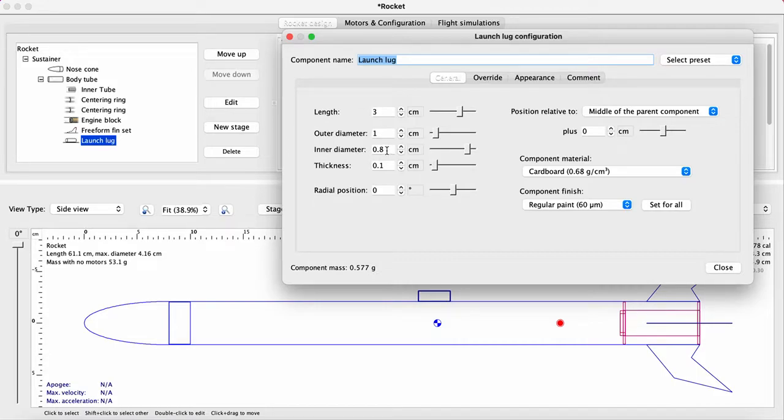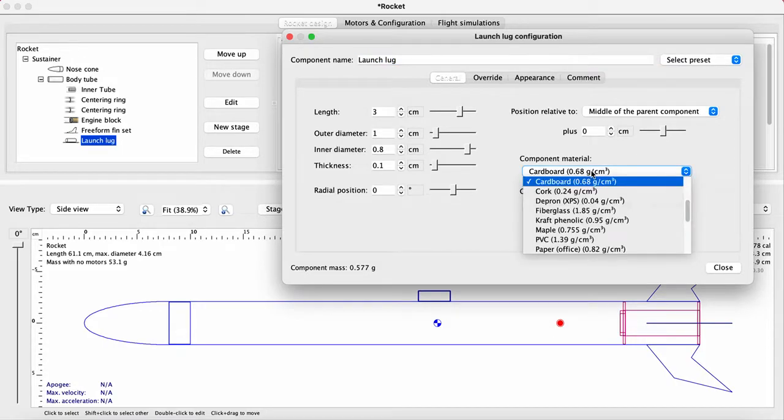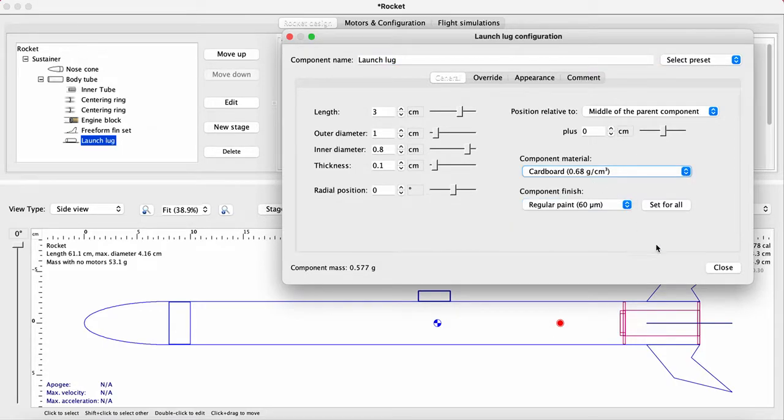The inner diameter has to be bigger than 1/4 of an inch, right? So you can also measure that in your lab kit, but I'm going to leave this the way it is for now. It's also made of a cardboard-like material, and we're going to click close.